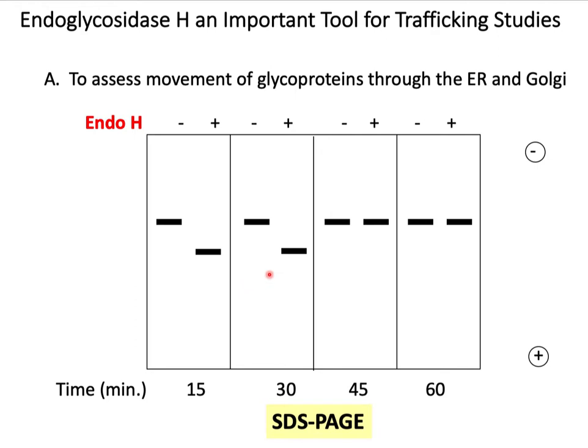At 30 minutes, you can see the protein is still sensitive to endoglycosidase H, but by 45 minutes, your protein is resistant to the endoglycosidase H, and it no longer can cleave these glycans, and no change in the molecular weight happens. And of course, at 60 minutes, there is no change in the molecular weight. And this is how you can see, with a fair amount of confidence, that the protein traveled through the medial Golgi somewhere between 30 to 45 minutes.